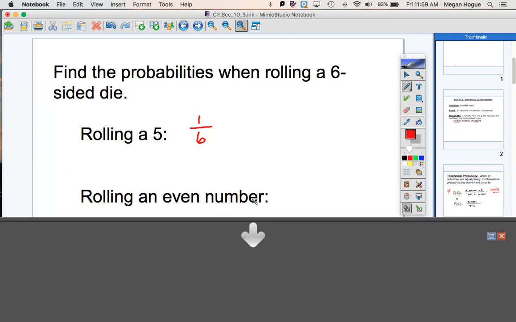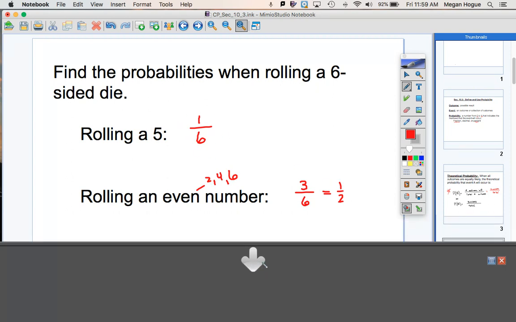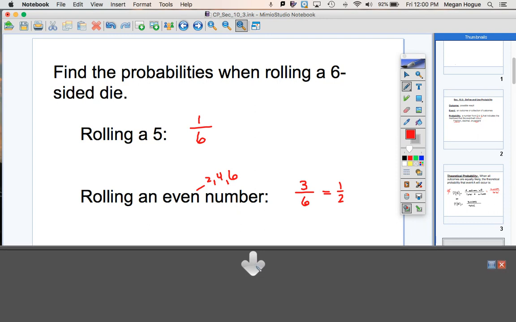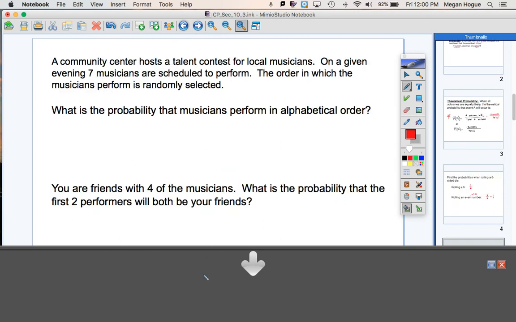To roll an even, the even numbers would be 2, 4, or 6. So there are 3 ways to roll an even. There are still 6 total ways to roll the die. We always want to reduce, so we'd say 1/2. And again, you could use that as a decimal or a percent, but the answers that I'm going to give you when we go over answers are going to be fractions. They're always going to be reduced. There may be some exceptions when those denominators get really big, and I'll try to indicate that on the problems.